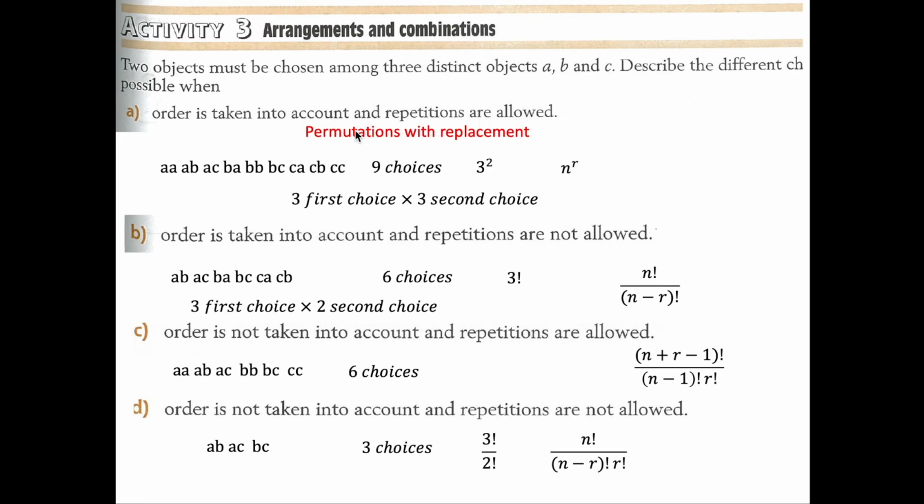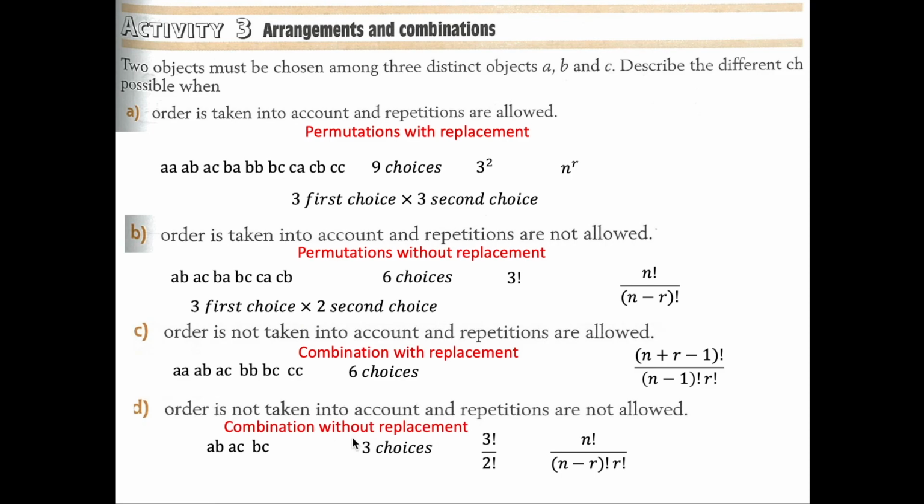The first instance, permutation with replacement. The second one is a permutation without replacement. The third one is a combination with replacement, really hairy one. And the last one is combinations without replacement.